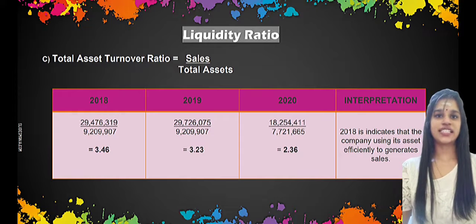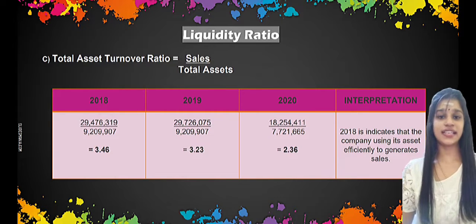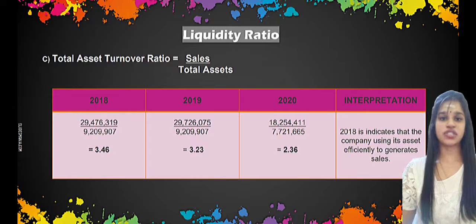C. Total asset turnover ratio, the formula is sales divided by total asset. 2018 is 3.46, 2019 is 3.23, 2020 is 2.36. Interpretation: 2018 indicates that the company is using its assets efficiently to generate sales.